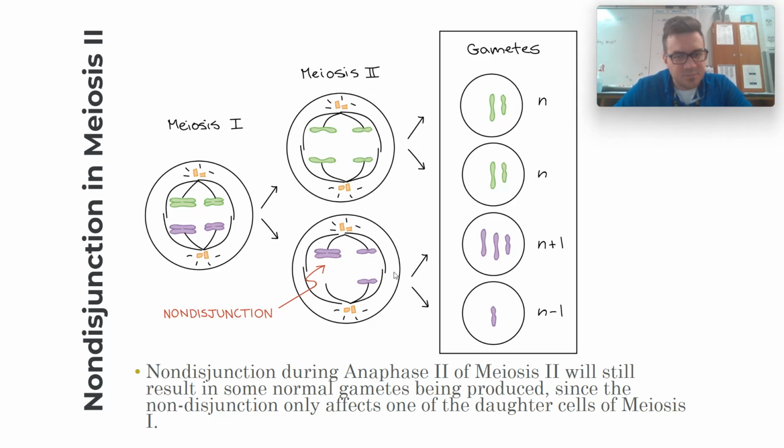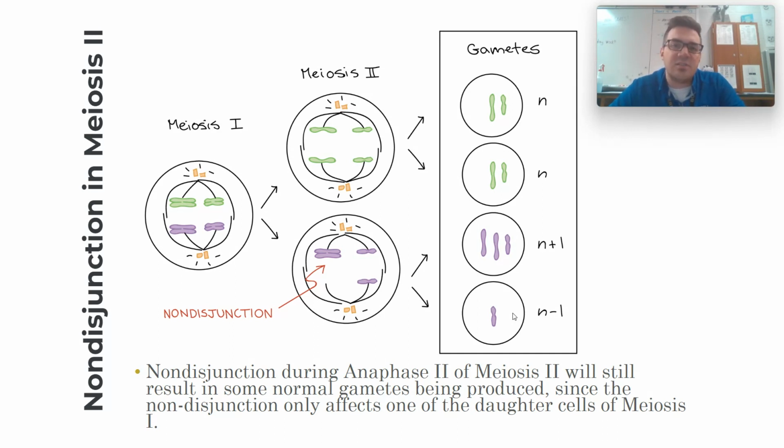Now here, if it happens during anaphase 2, then the gametes produced by this cell will have the normal number, because everything went just fine in that one's meiosis, but in this one, you get the extra or missing. And what this causes is our sex cells to either have missing or extra chromosomes.